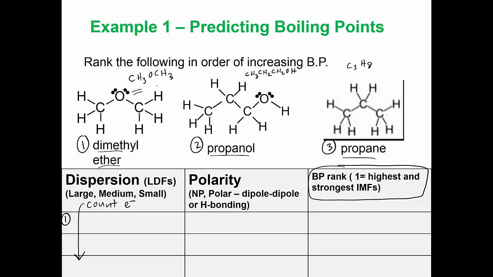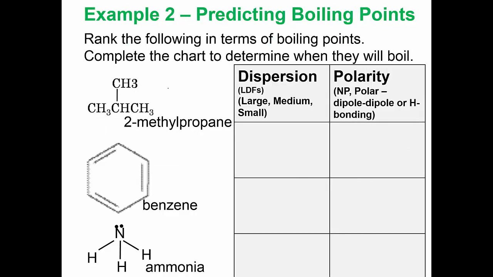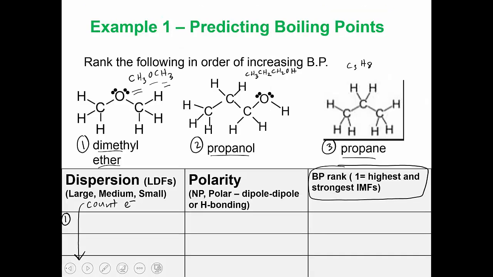So CH3OCH3. I went ahead and did this already. I counted all the electrons. This molecule has 26 electrons.